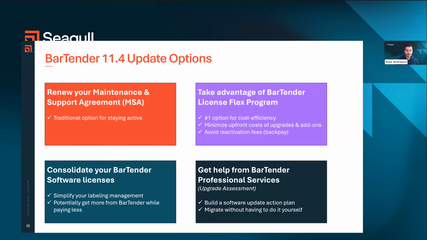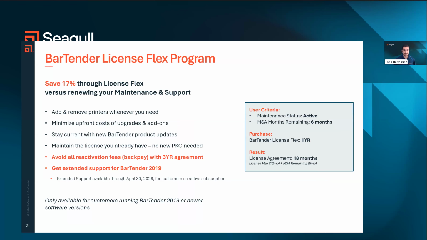So if you're having questions on what the BarTender License Flex program is, this is a great program to help you save money on your labeling costs. On average, many customers can save about 17% of their annual labeling costs from BarTender through the License Flex program versus continuing to renew their maintenance and support on an annual basis. Along with those cost savings, you can also add and remove printers whenever you need.